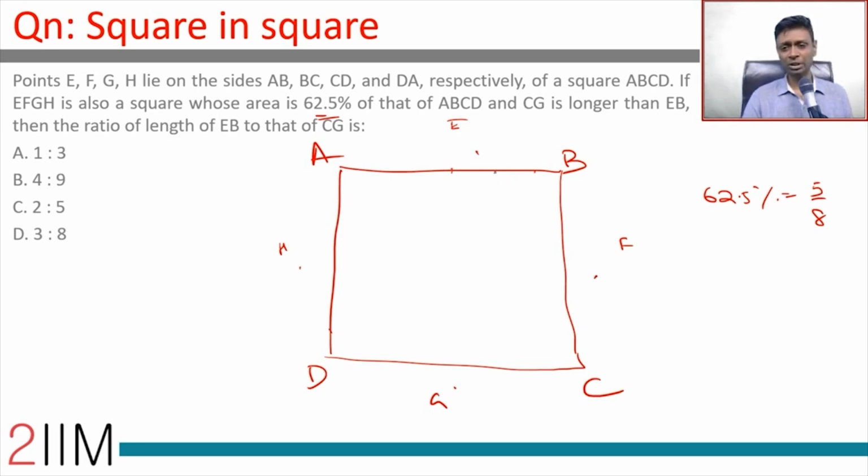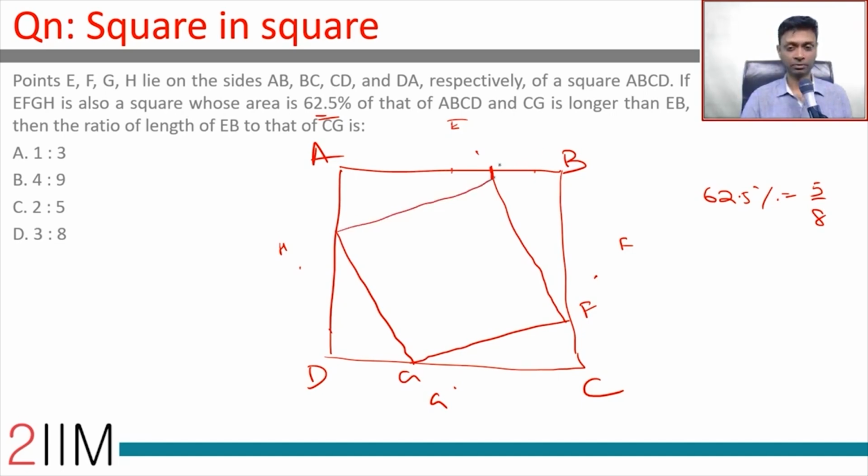We know EB is shorter than CG. So if E were here, F here, G here, and H here, this would be a square.